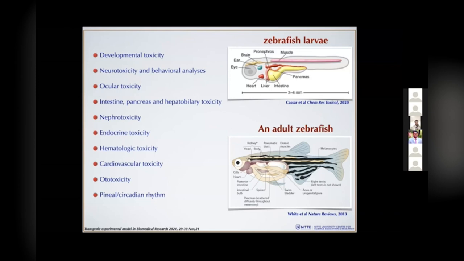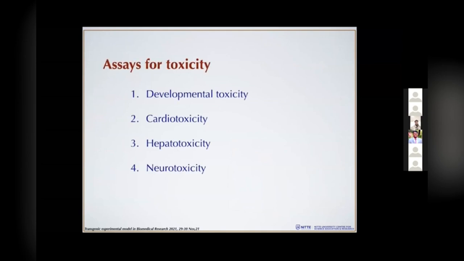Almost all the organs which are generally checked in a mammalian system can be checked in zebrafish as well. You can look at neurotoxicity, ocular toxicity, intestine, pancreas, hepatobiliary toxicity, nephrotoxicity, endocrine toxicity, hematologic, cardiovascular toxicity, and so on. There are quite a few, but in general there are four major assays that are used. The first one is developmental toxicity. The second is cardiotoxicity or cardiovascular toxicity. The third is hepatotoxicity, or effect on liver development. And the fourth is neurotoxicity. In some cases, nephrotoxicity is also done.